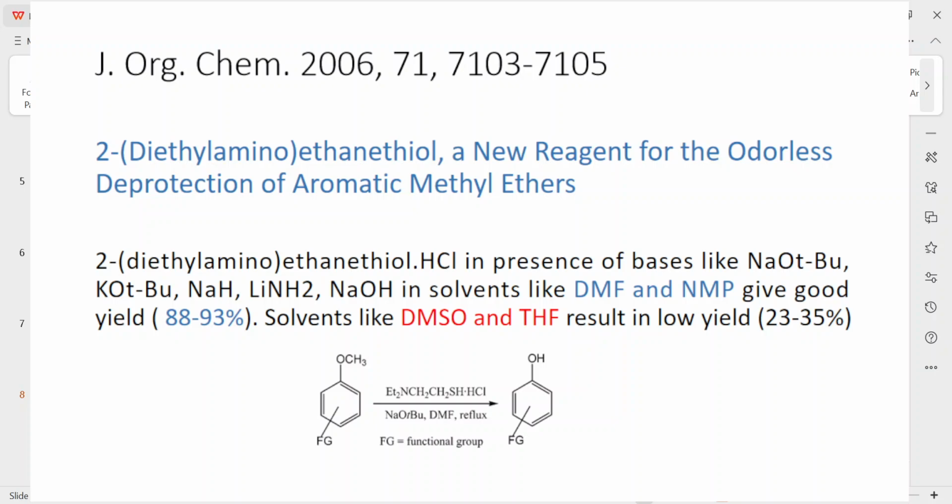So we come to the first of the procedures. This is using diethylaminoethanol. This is a good reagent, and the important thing here is this has to be carried out in presence of base. The bases are given and the solvents are DMF and N-methyl pyrrolidone. They give good yields, but solvents like DMSO and THF are reported here to give much lower yield. So that can be a heads up for the chemist to start an optimization and in the selection of solvents.